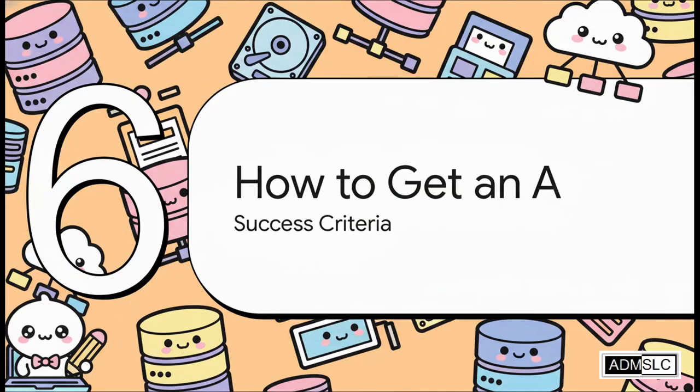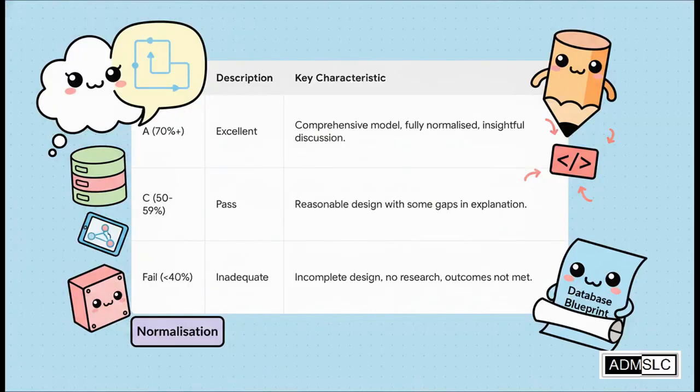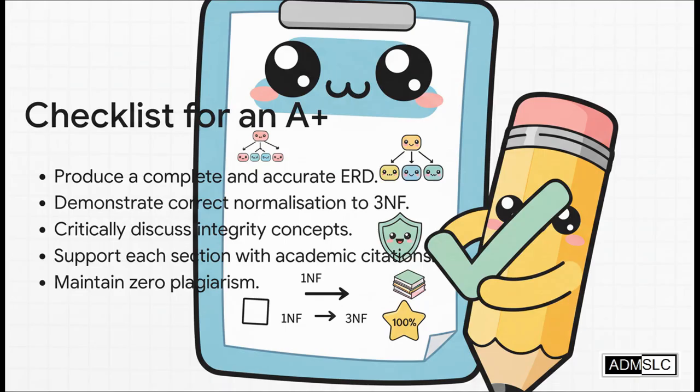Alright, enough with the rules. Let's talk about how to get a top grade. How do you go from just passing to absolutely acing this assignment? What are we really looking for? Well, the marking criteria are pretty straightforward. If you're aiming for a first, you need to deliver a really comprehensive, accurate model. Your normalization has to be perfect, all the way to 3NF, and your discussion needs to be insightful, backed up by solid academic references. A passing grade, that's a design that's, well, reasonable, but it probably has some missing pieces or a few mistakes. So what's your checklist for that A+ grade?